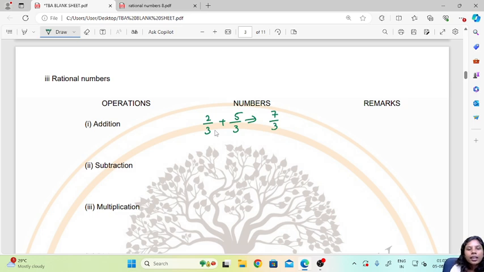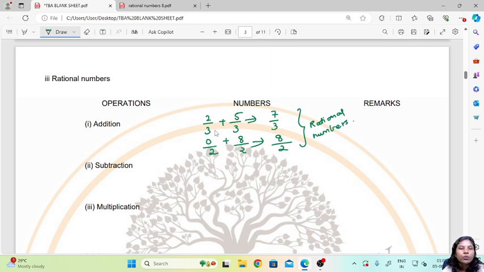Okay, so then say I have 0 upon 2 plus 8 upon 2. In this case what I'll get? This will be 8 upon 2. So these are also rational numbers. Rational numbers, what we said, is that it is in p by q format, where q shouldn't be 0. Here we have taken 0 in the numerator, correct? So therefore it becomes a rational number.